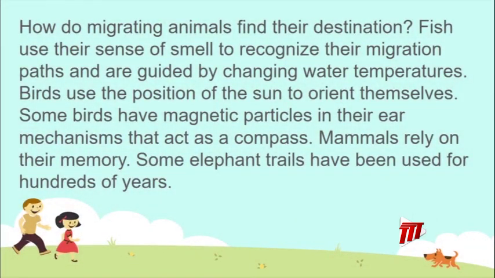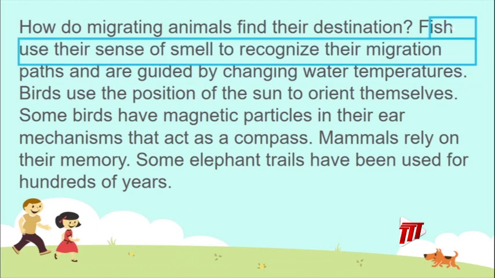How do migrating animals find their destination? Fish use their sense of smell to recognize their migration paths and are guided by changing water temperatures. Birds use the position of the sun to orient themselves. Some birds have magnetic particles in their ear mechanisms that act as a compass. Mammals rely on their memory. Some elephants' trails have been used for hundreds of years. What is the biggest idea jumping out at you right now?